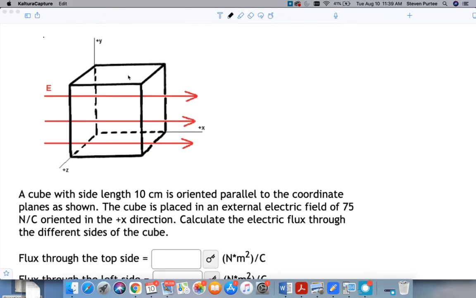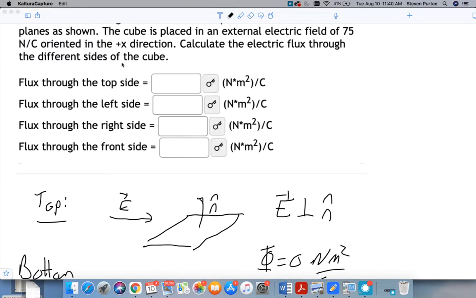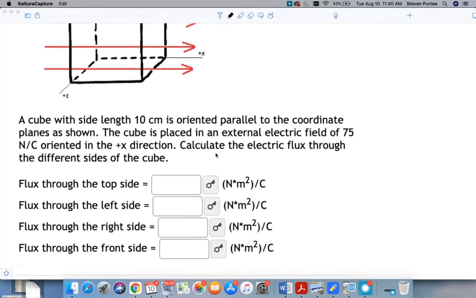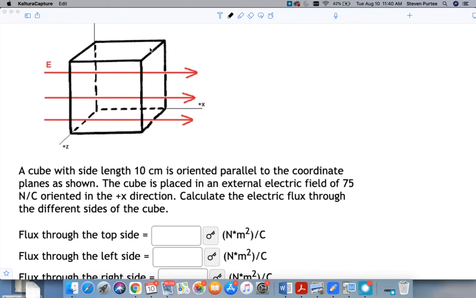So here, let's call this side the top. E is pointing to the side. The normal vector to the top would point straight up. I've drawn that in a little diagram here. E is running right along the surface. E is perpendicular to the normal vector, or another way of saying that, E is parallel to the surface. So E is not passing through the top. It's running along the top. The flux through the top is 0.